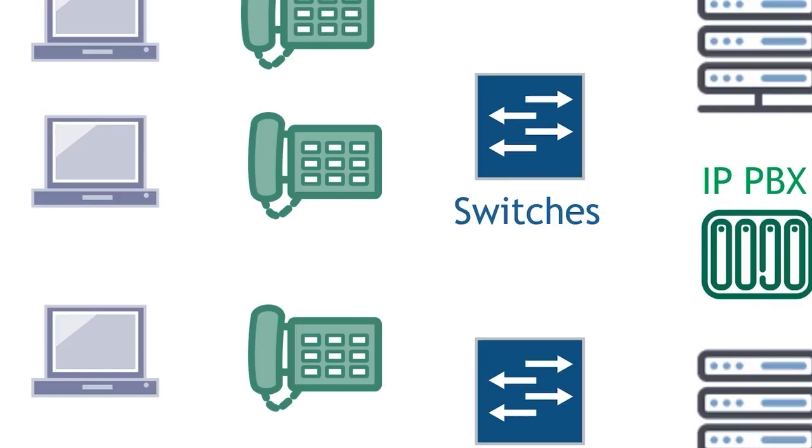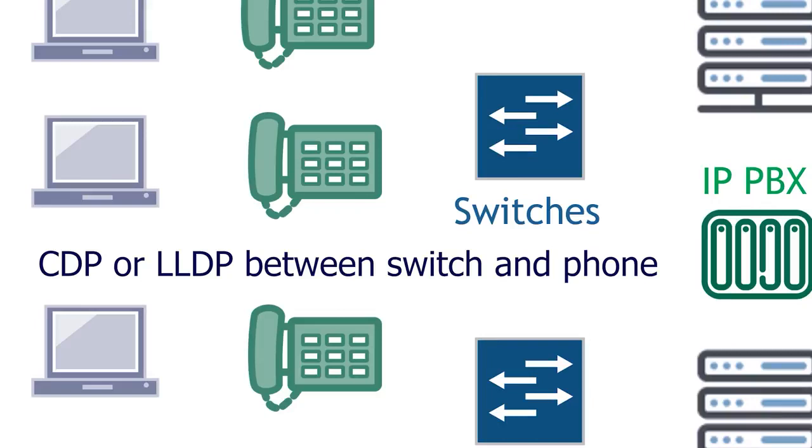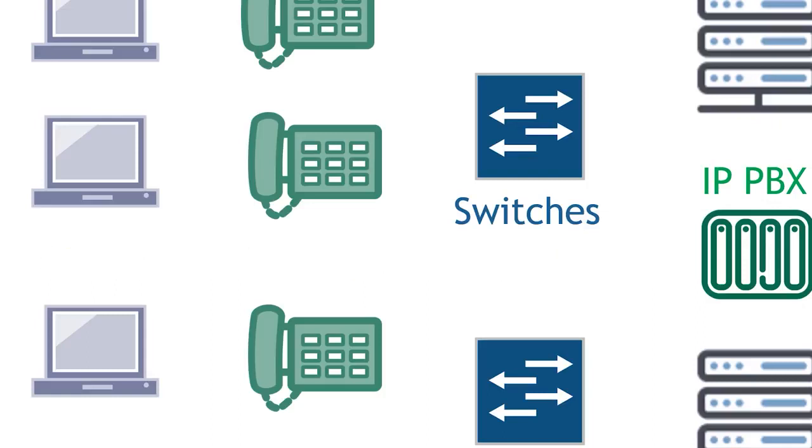The phone can also get basic information about the network, as well as advertise its own features directly with the switch. It does this by using either CDP or LLDP. CDP is a Cisco-only protocol, while LLDP is supported by, well, pretty much every vendor.